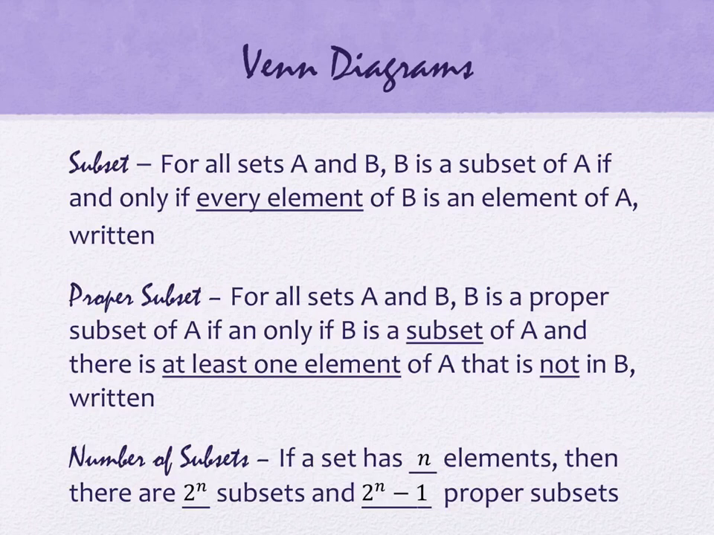So a subset. So for all sets A and B, B is a subset of A if and only if every element of B is an element of A. And it would be written like this.